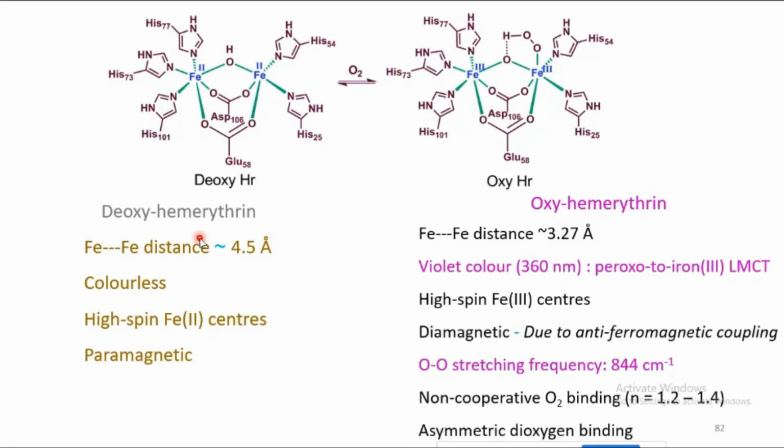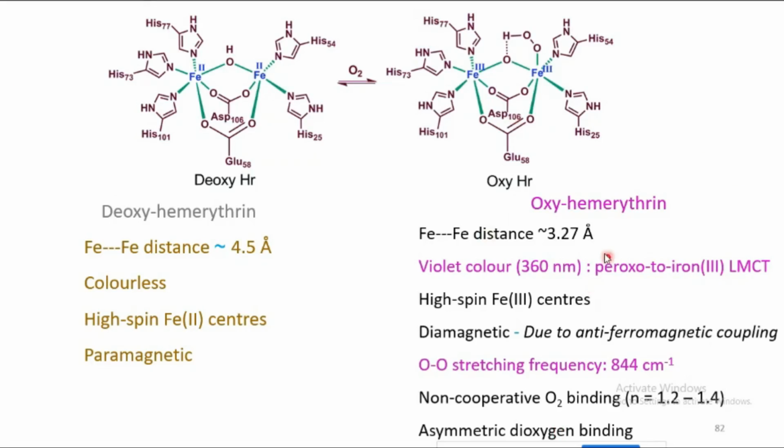In deoxyhemerythrin, the iron distance is about 4.5 Å. It is a colorless species, with high spin iron 2 centers, which is not producing any color due to the symmetry as well as spin forbidden transition. This is a paramagnetic species. Since the distance between the two iron centers is 4.5 Å, they can't interact via the hydroxide. If it is less than 4 Å, then they will undergo antiferromagnetic coupling. That is the thing we should keep in our mind.